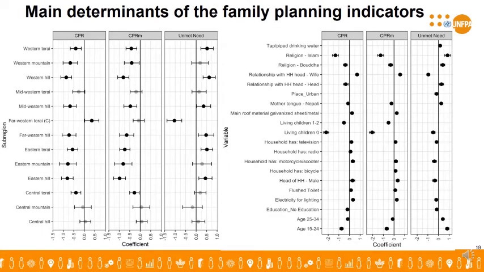Using the small area estimation model results, we explored the determinants of the family planning indicators. The figures on the left listed the 13 subregions, and the figure on the right listed all the variables used in the model. So from the figures, we can say that some subregions, like East Mountain and the East Hill, do have more influence on family planning compared to other subregions. And then the variables like A.